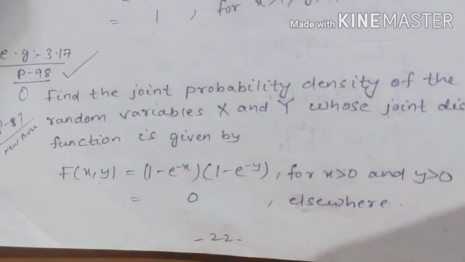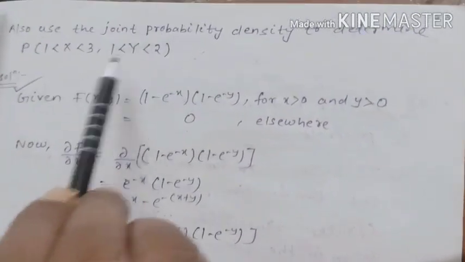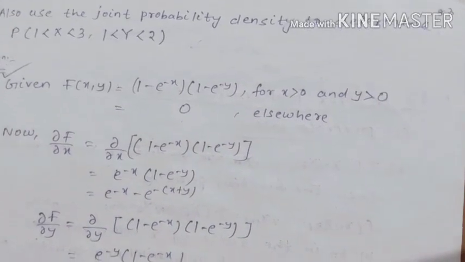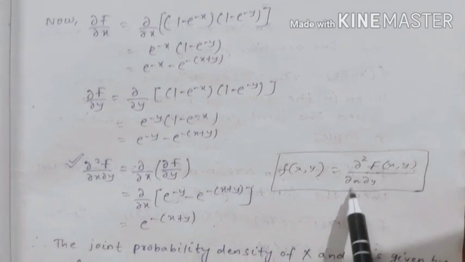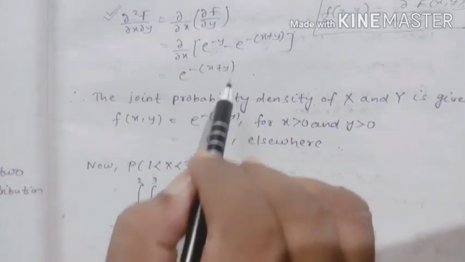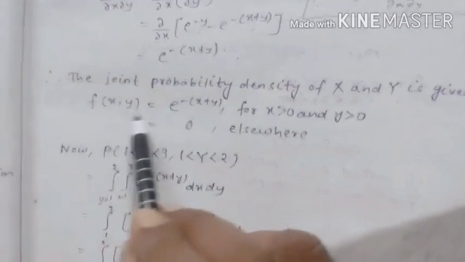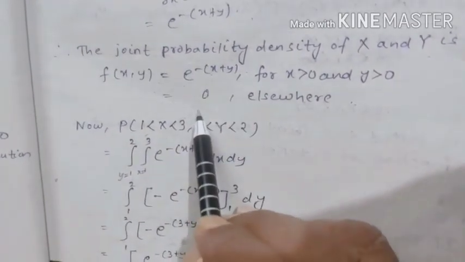Now take F of x, y equals 1 minus e to the power minus y, for x greater than 0, y greater than 0, and equals 0 otherwise. For example, P of x lies between 1 and 3 and y lies between 1 and 2. A very simple formula: f of x, y equals del square by del x del y of capital F of x, y. This very important formula you have to take. Differentiating, the joint probability density function f of x, y is e to the power minus (x plus y) for x greater than 0 and y greater than 0, and 0 otherwise.